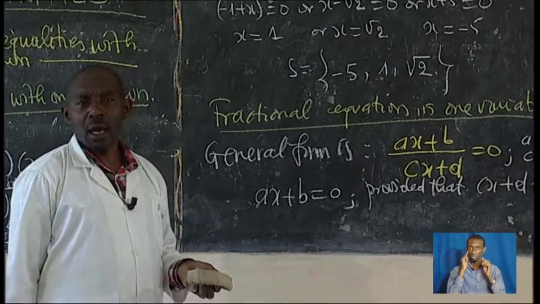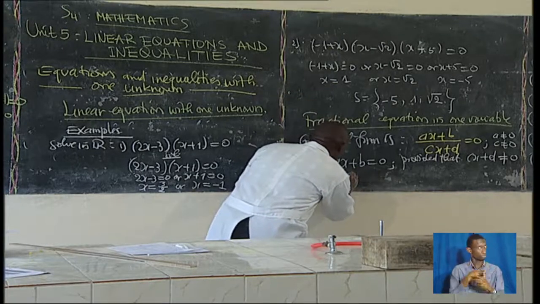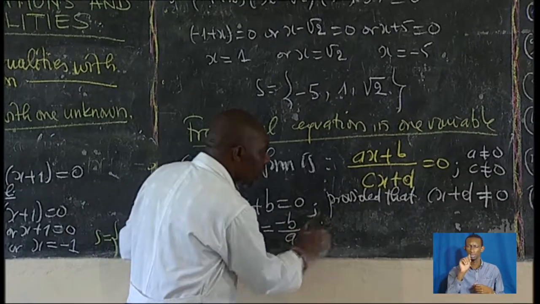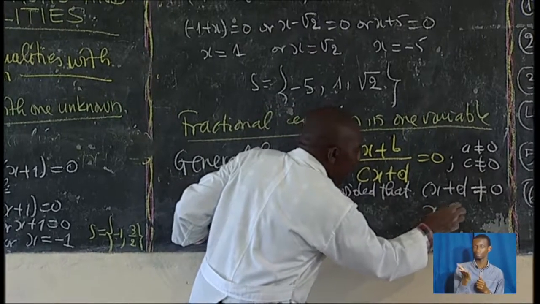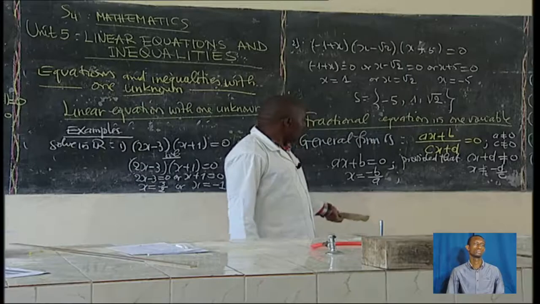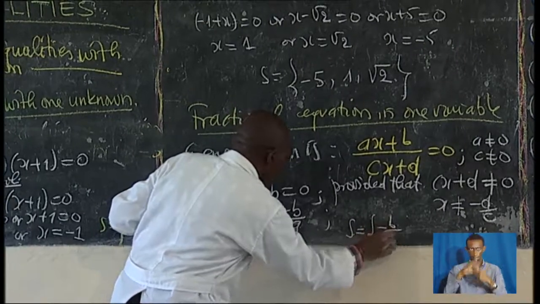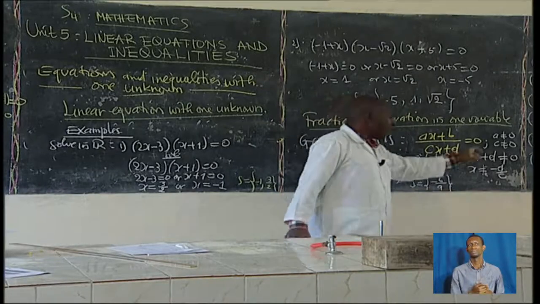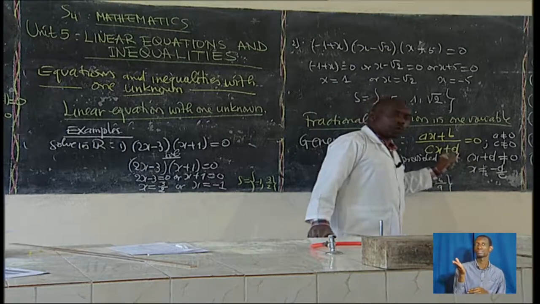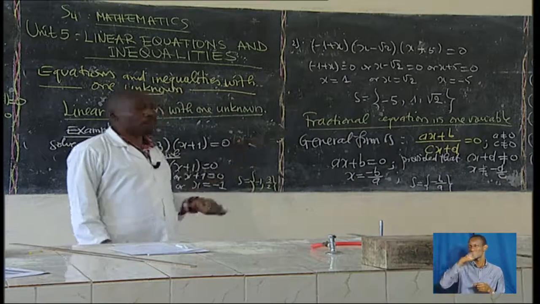Are we together? Now, when we solve, we'll be having X equal to minus B divided by A. Of course, X is different from minus D divided by C. Finally, our set of solution will be minus B divided by A. Pay attention to this: the denominator must be different from zero for any kind of equation in a fractional form.